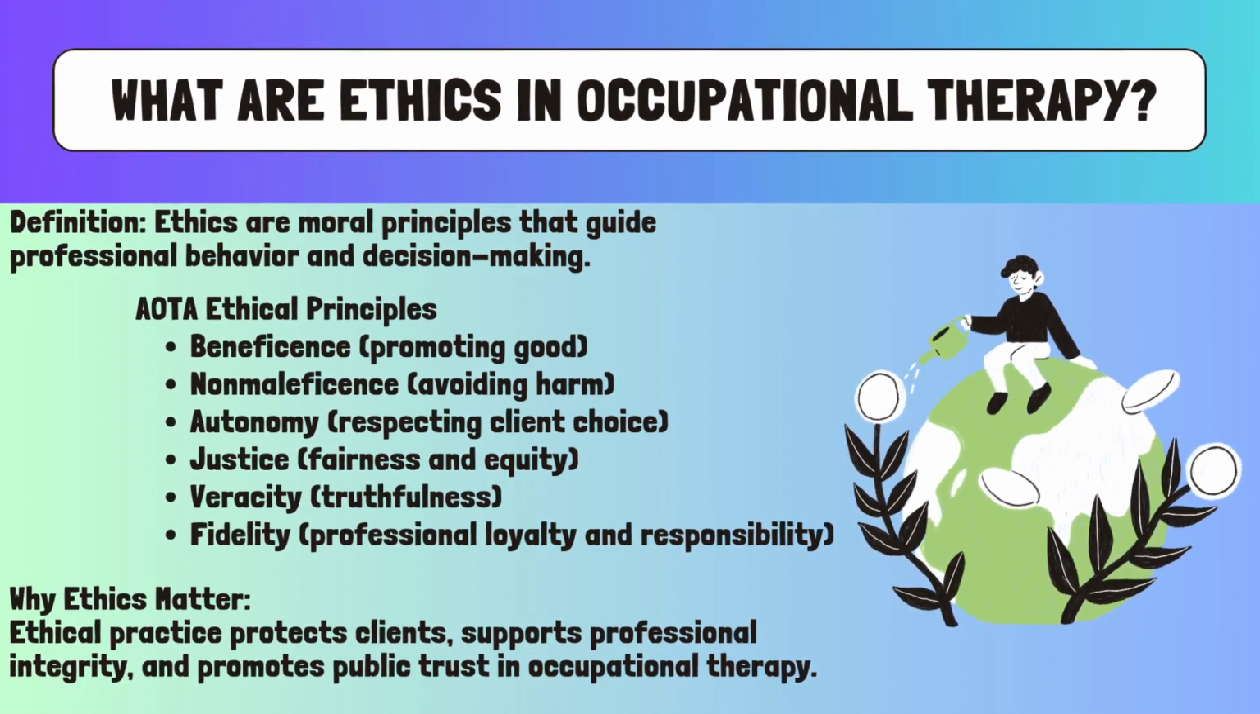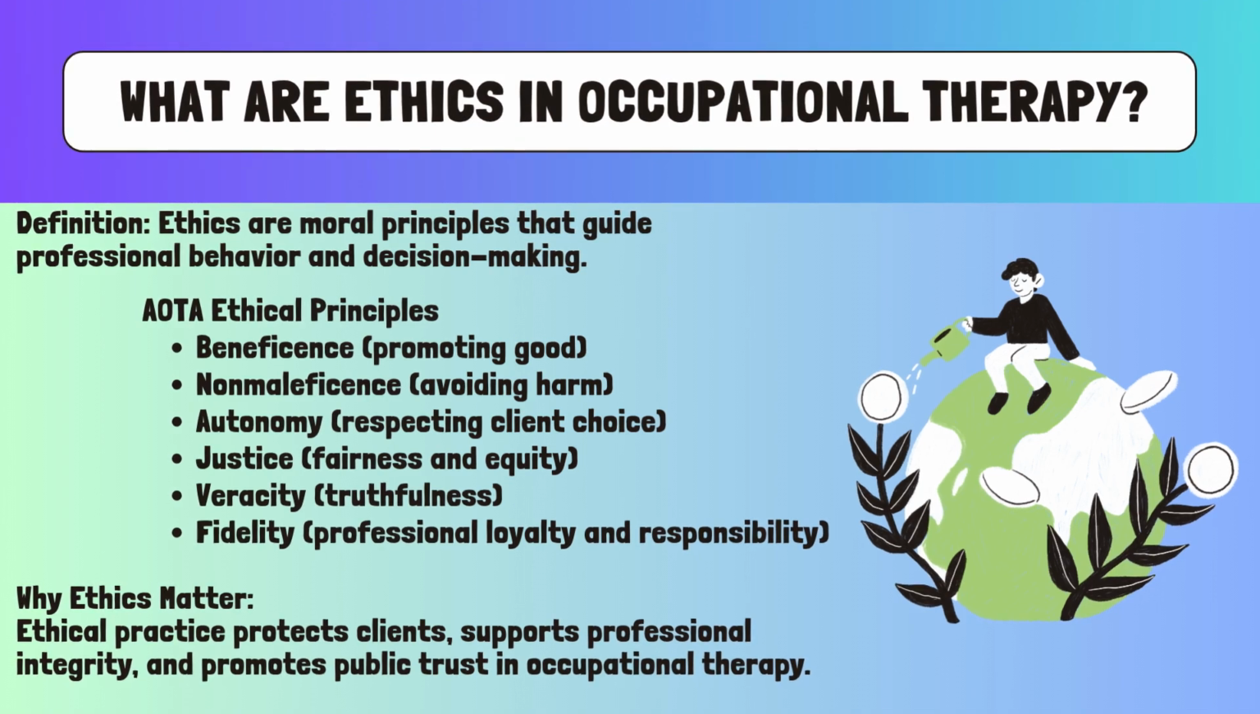What are ethics in occupational therapy? Ethics are the moral principles that guide our professional behavior and decision making. The AOTA Code of Ethics is based on six core principles: beneficence, non maleficence, autonomy, justice, veracity, and fidelity. Together, these principles help occupational therapy practitioners provide safe, honest, respectful, and client centered care while maintaining public trust in the profession.